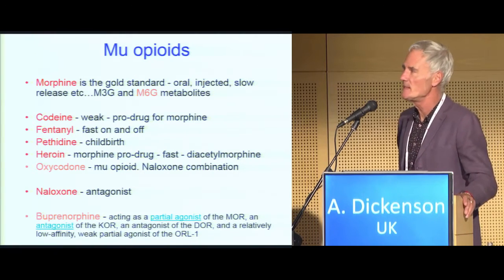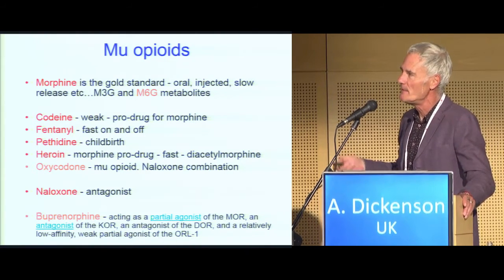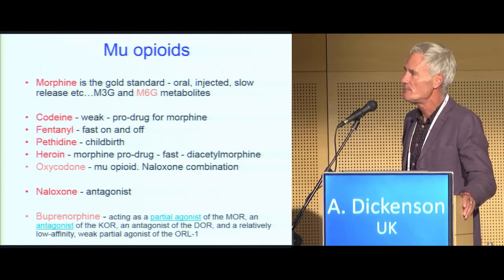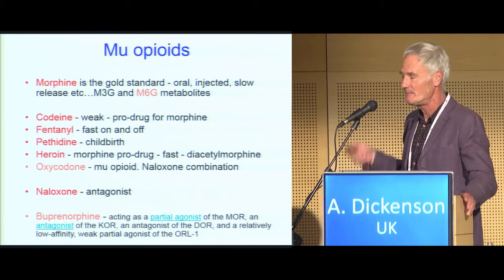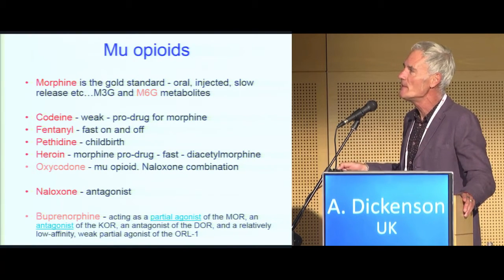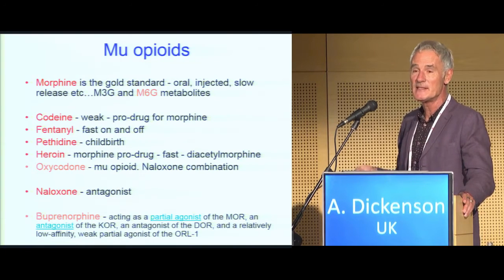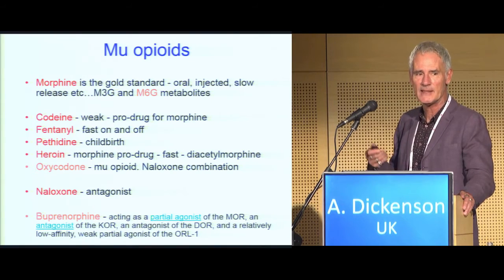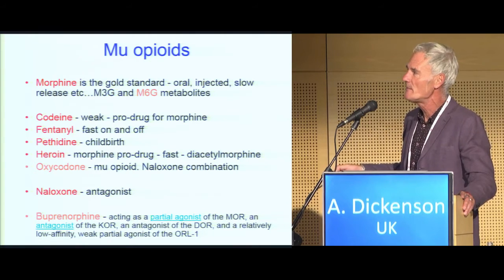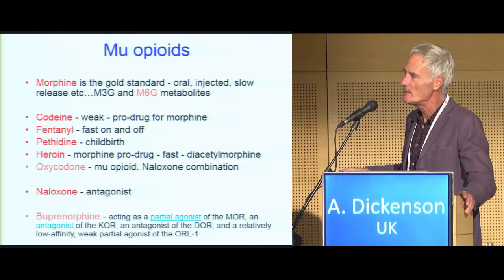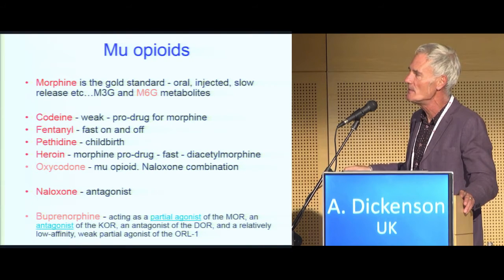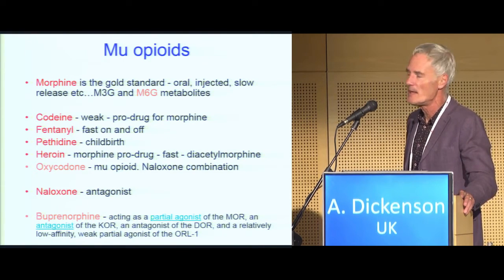The main difference, as far as I can see, between opioids is their dose, their potency, and predominantly their half-lives, for example. We know that codeine is a prodrug for morphine, and so variation in the ability of the enzyme that metabolizes codeine to morphine can account for much of the variability in the analgesic effects of codeine. We have the fentanyl-like drugs, fast onset. Heroin, of course, is another prodrug for morphine. Oxycodone, I think, a mu opioid, but it's been used in combination with naloxone. And then naloxone, an antagonist.